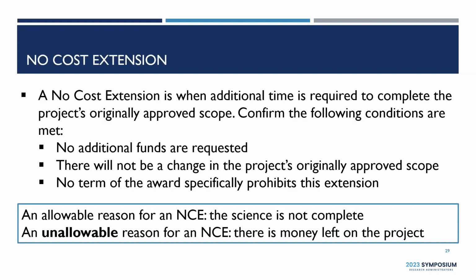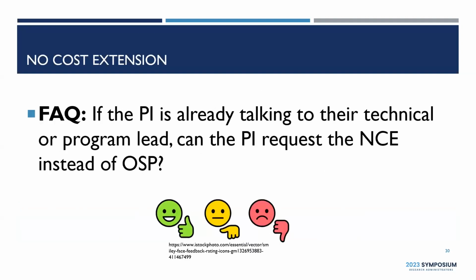Okay. An allowable reason for a no-cost extension: the science is not complete. An unallowable reason for a no-cost extension: I have money left. I haven't spent it yet, but I did all the science. Not okay.